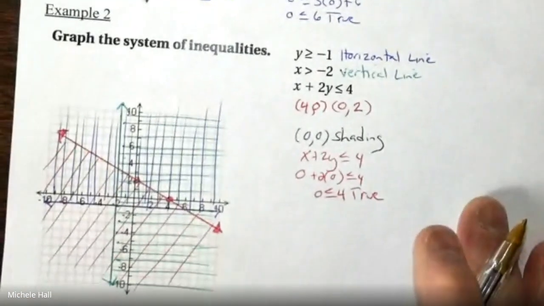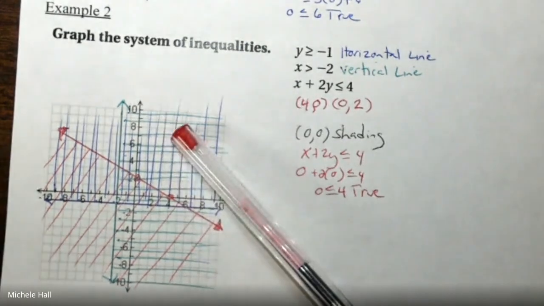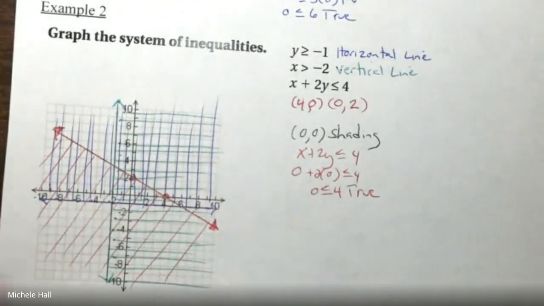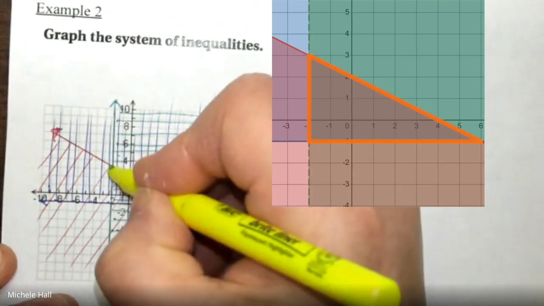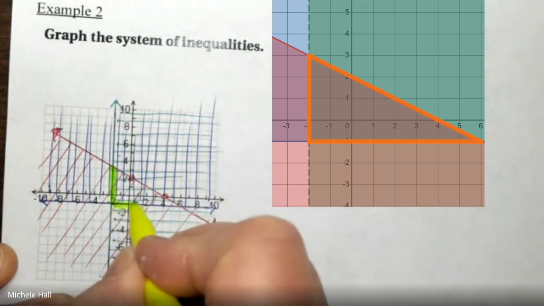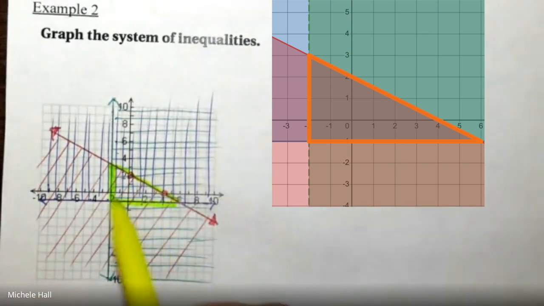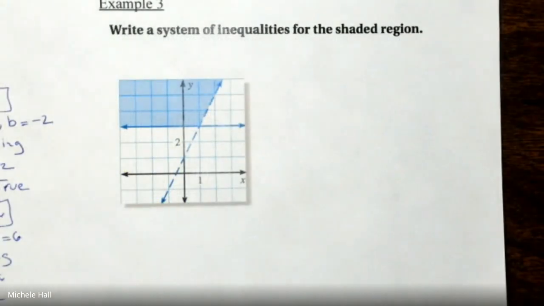All right. I'm looking for a region where all three of them are there. I've got blue and green, blue and red, red and green. I would say that the triangle shape here is where you're getting all of your functions shaded.